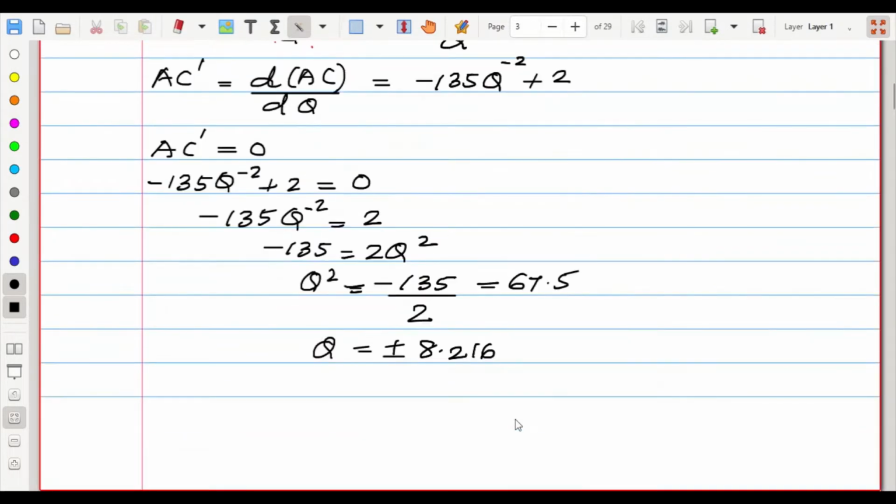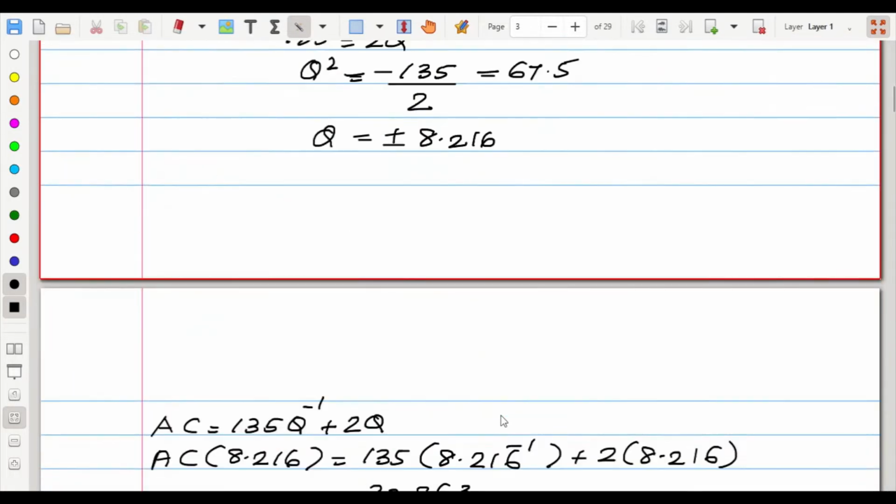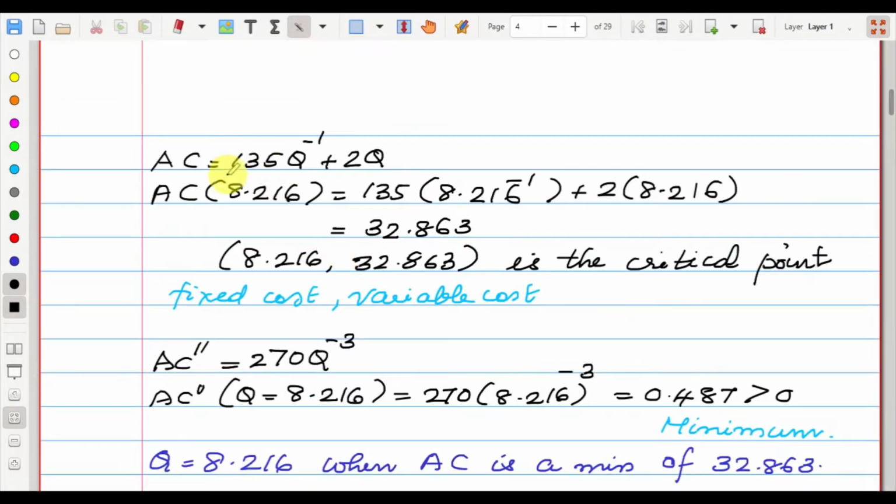So we got AC equal to 135 Q raised to minus 1 plus 2Q. Substituting the value of Q, we will get 135 into 8.216 raised to minus 1 plus 2 into 8.216. That is equal to 32.863. So our critical point is 8.216, and 32.863 is the critical point. This is the fixed cost and this one is the variable cost.